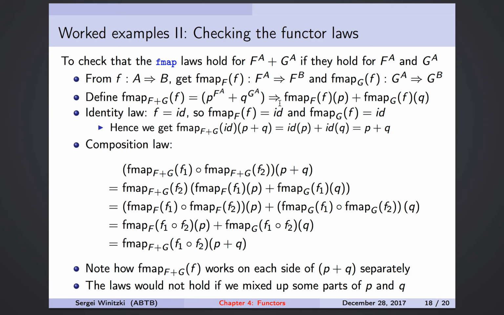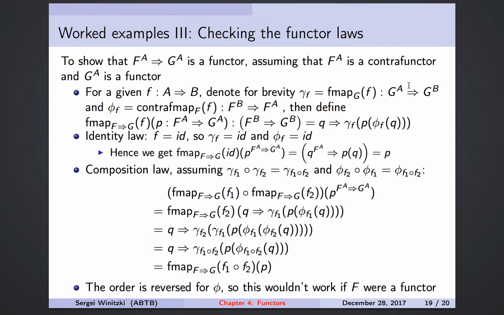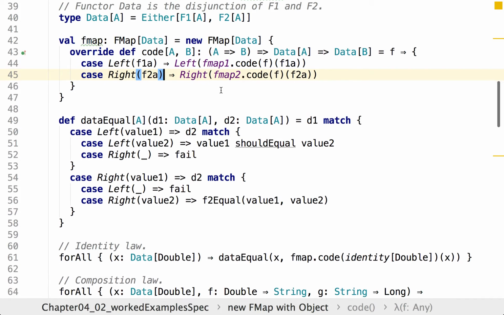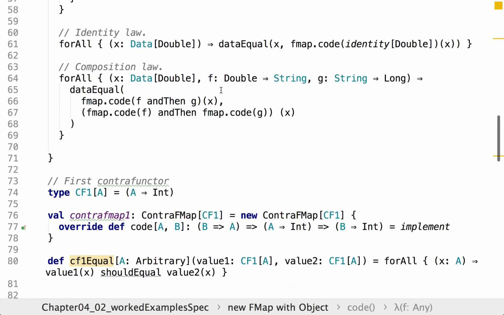So that concludes the proof that this construction gives you a functor if the f and g are functors. The next example is to show that if f is a contrafunctor and g is a functor, then the function from g to f is itself a functor. So let me go to the code which I have for this.